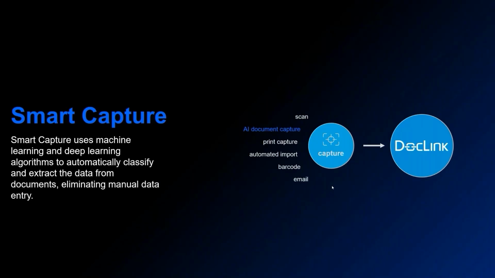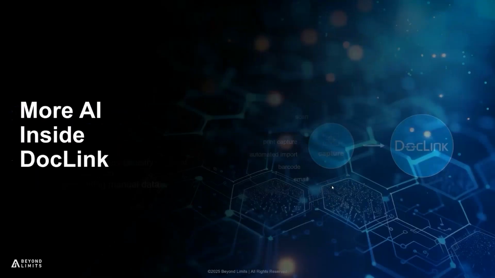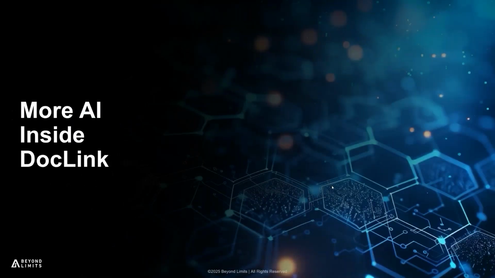But now that we've talked about some of those different types of AI, it may be interesting to know that Smart Capture uses not only machine learning, but also those deep learning algorithms. It's using neural networks inspired by, again, that structure of the human brain. And that AI is available to you today right within Smart Capture. But again, we're working right now to bring even more AI inside DocLink.